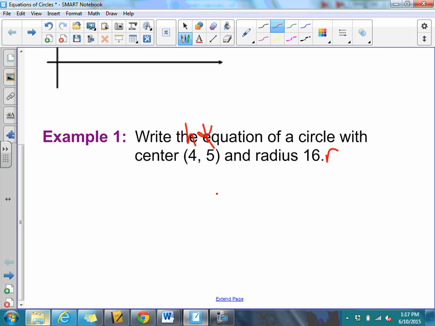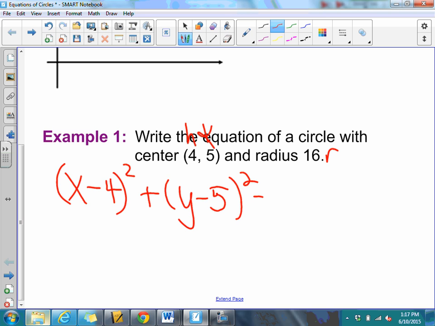So my formula says x minus h, which is 4, quantity squared, plus y minus 5, quantity squared equals r squared. Well, we said r is 16, right? 16 squared. And that's it, done.